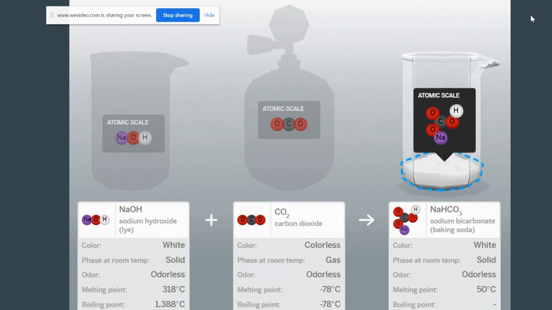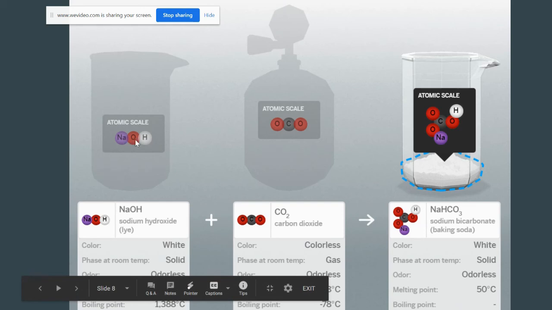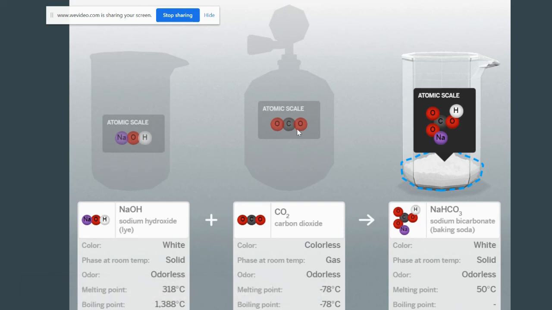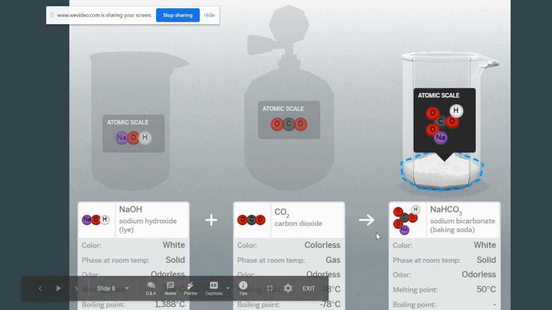Here's another one. Let's see if we can tell if a chemical reaction has occurred. We have sodium hydroxide mixing with carbon dioxide, CO2. And we ended up with sodium bicarbonate, or baking soda. So again, we started off with a solid and a gas, and we ended up with a solid.